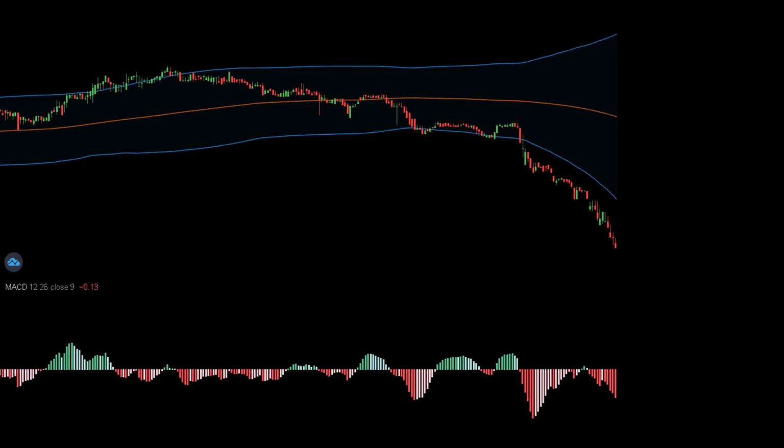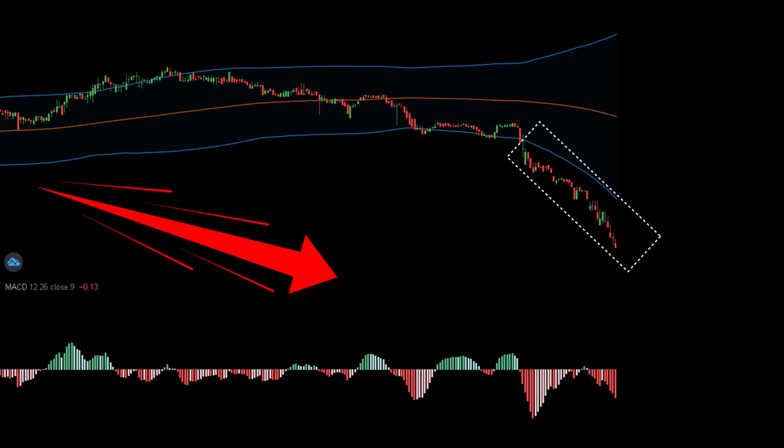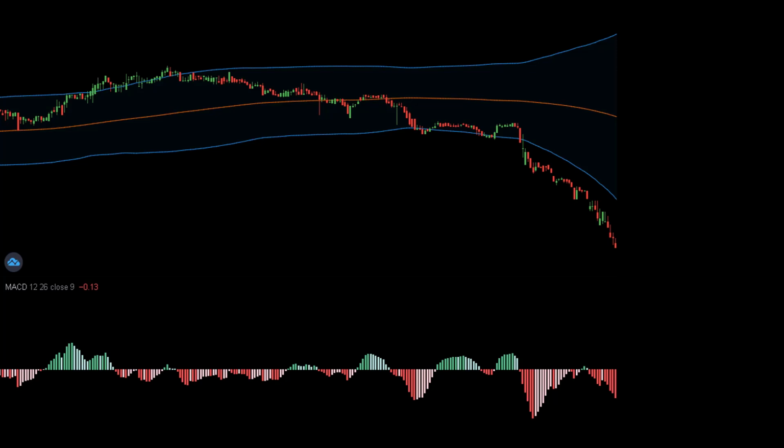Now let's continue with a long setup using this strategy. At first, we saw a strong downtrend, with price staying below the lower Bollinger Band for quite some time. Naturally, we start expecting a bullish reversal. Near the end of the move, we notice price continues to form lower lows, but the MACD histogram is printing higher lows. This is a clear bullish divergence.